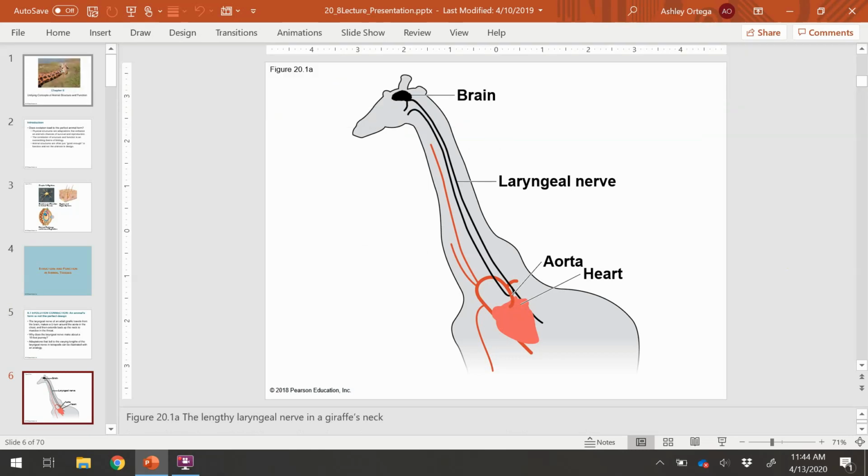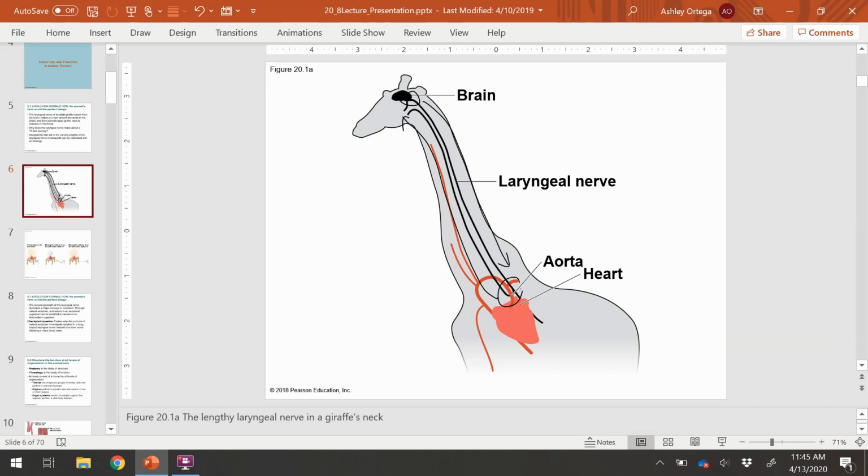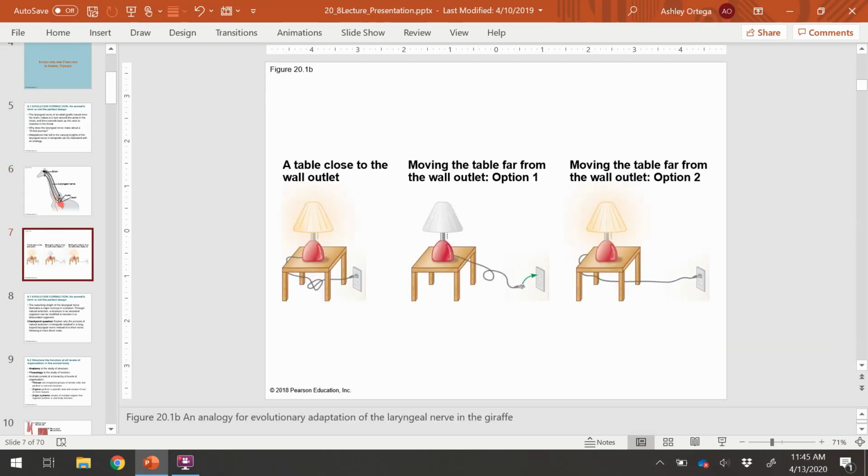that the laryngeal nerve starts near the brain, then makes its way all the way down, goes to the aorta, loops around the aorta here, and it goes all the way back up. And so why would it do this, you may ask? It comes from the origin, not from the output that you see here. And so to better explain that, we have a realistic life example of how this came about.